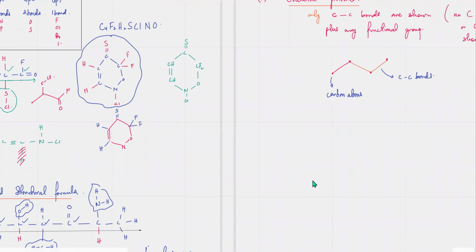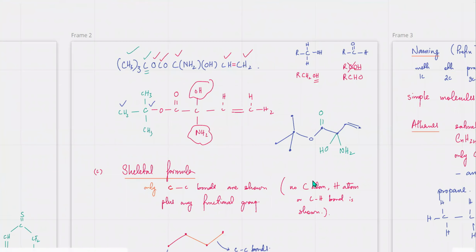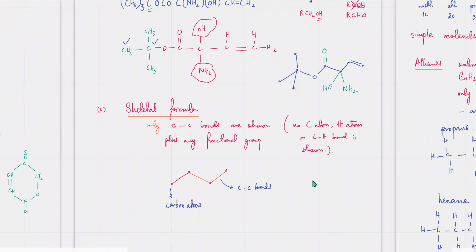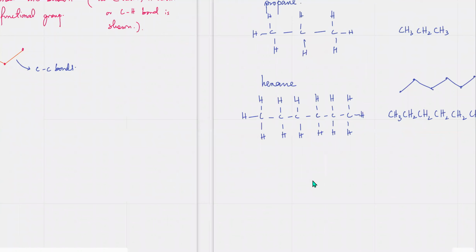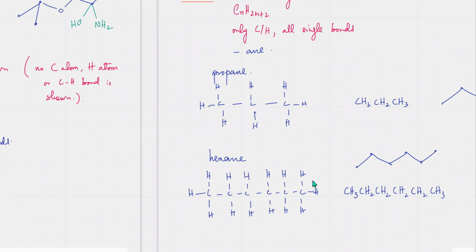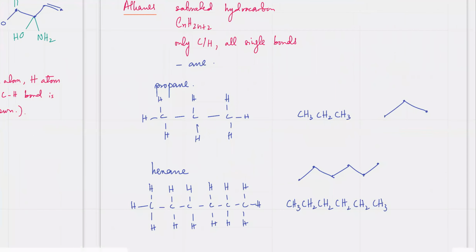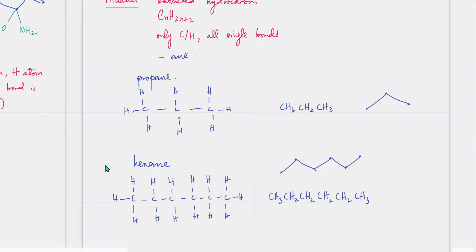And the third thing that we did was we talked about skeletal formulas. In a skeletal formula, and we're going to practice that as well, you don't show any bonds. What you just show is that you draw these 3 points. The points represent carbon atoms: 1, 2, and 3. So you just draw zigzag lines. Okay, that's a skeletal formula.